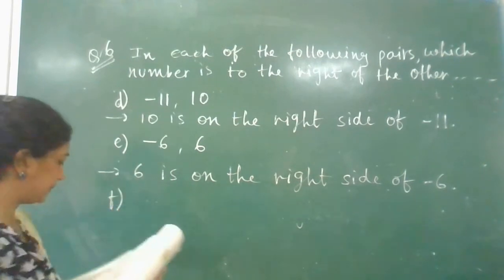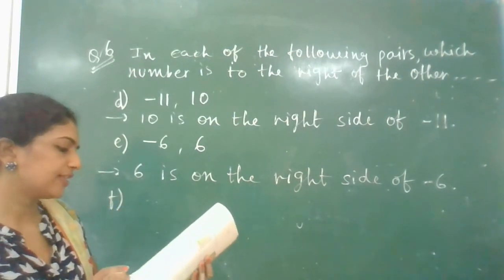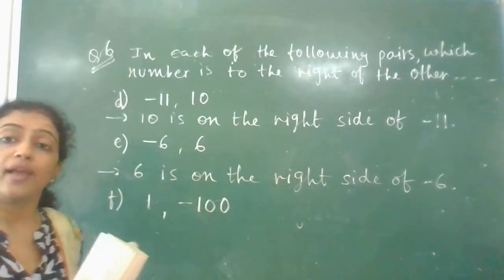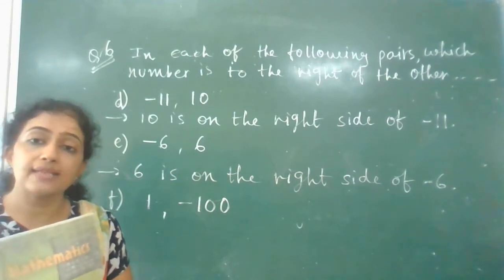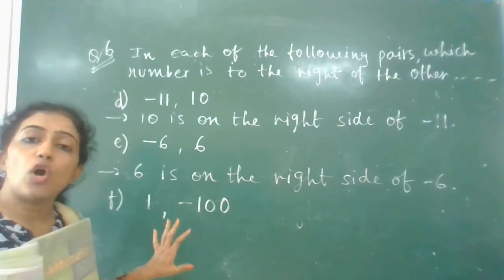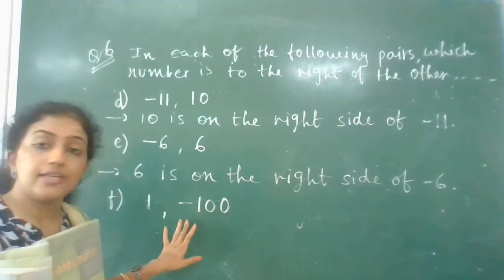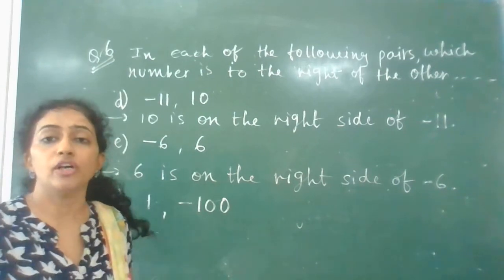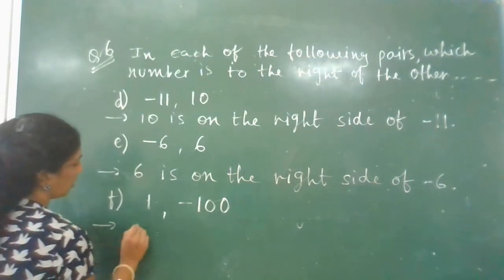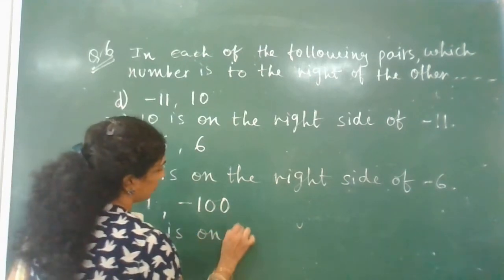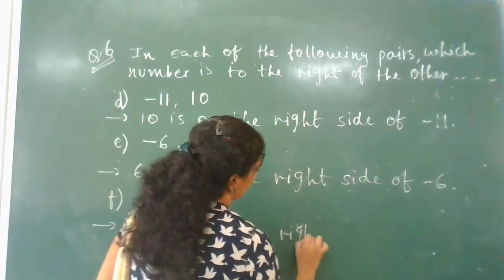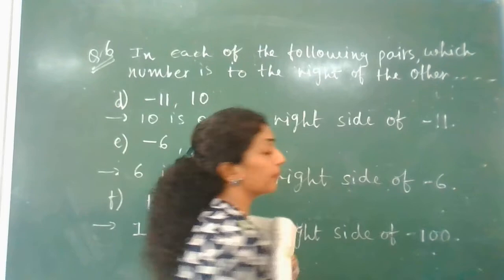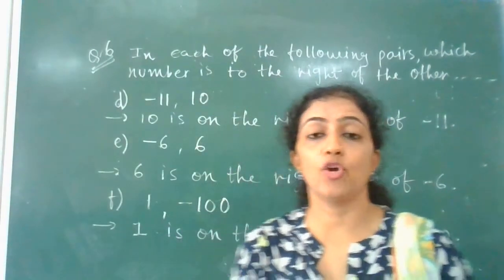Now F is 1 and minus 100. Obviously 1 seems very small, but as it is a positive integer, it is always greater than the negative integers. So whichever is greater is on the right side, whichever is smaller is on the left side. So you can write: 1 is on the right side of minus 100.